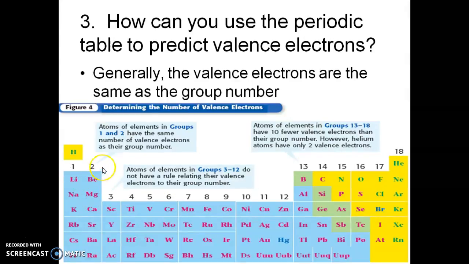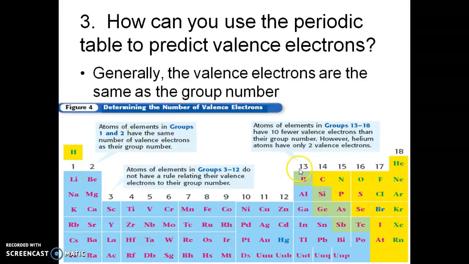In groups 1 and 2, the number of valence electrons matches the group number. So all of these elements here, lithium, sodium, potassium, rubidium, cesium, and francium, each of those has one valence electron. This makes them very highly reactive. They would like to get rid of that one valence electron. So they tend to react very quickly with other elements, especially those that need one valence electron. In group 2, there are 2 valence electrons.